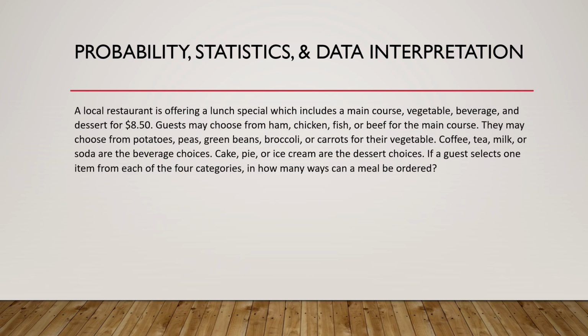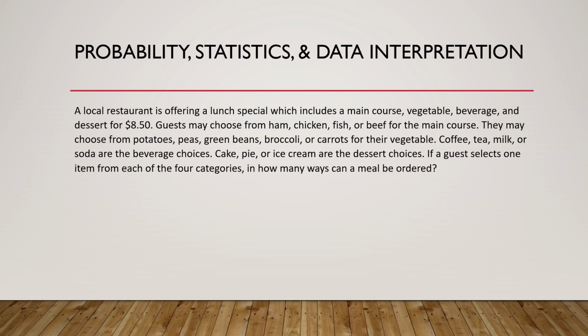A local restaurant is offering a lunch special, which includes a main course, vegetable, beverage, and dessert for $8.50. Guests may choose from ham, chicken, fish, or beef for the main course. They may choose potatoes, peas, green beans, broccoli, or carrots for their vegetable. Coffee, tea, milk, or soda are the beverage choices. Cake, pie, or ice cream are the dessert choices. If a guest selects one item from each of the 4 categories, in how many ways can a meal be ordered?